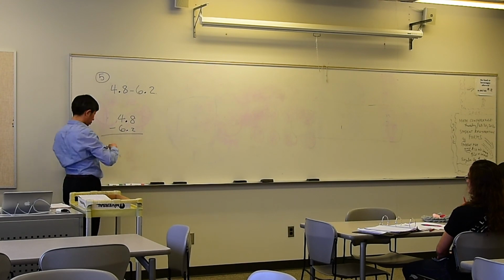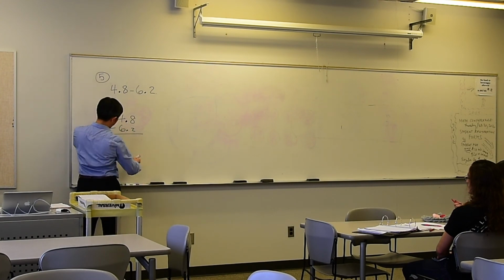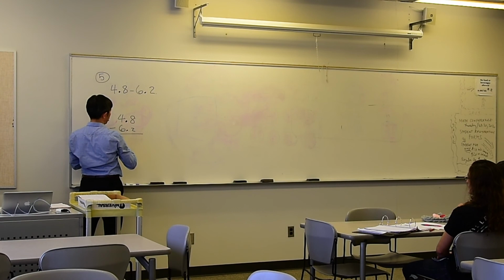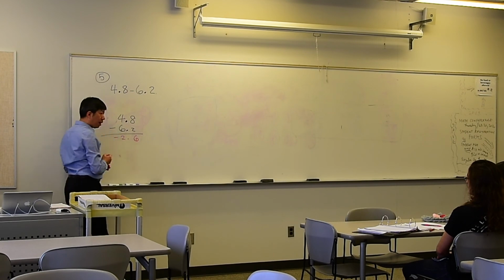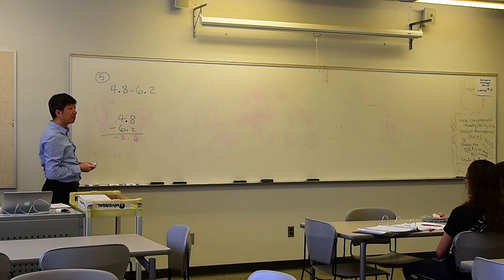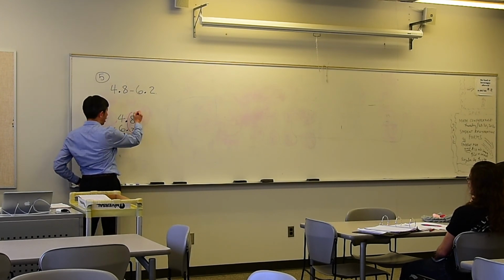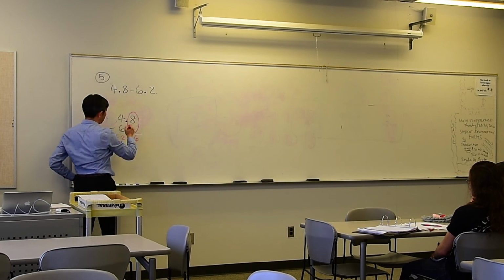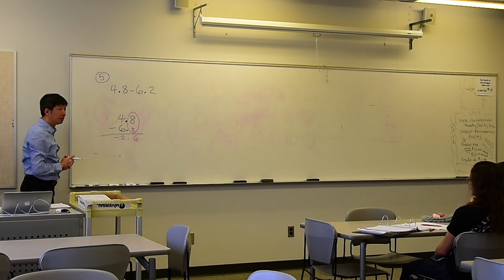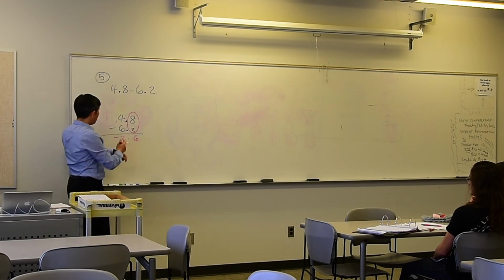I'll tell you why. A lot of people say, oh, I want to do 8 minus 2. 8 minus 2 is 6. And then 4 minus 2 is 2. And so therefore, what's wrong here? This is not the correct way to do it. Look, you take 8 divided by 2, that is a 6, right? But here is a negative.